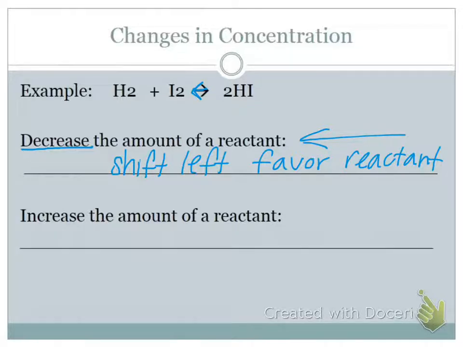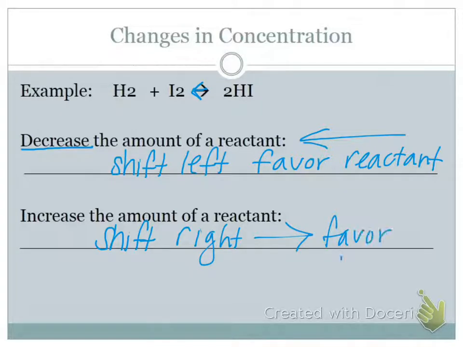What if I were to increase the reactant? It would shift right, because when I increase a concentration, it shifts away from it. So for the reactant to shift away from that, I'd be shifting right. So that means I would favor products. So that means more HI would be formed. Okay? Does anybody have any questions on concentration changes? Okay.